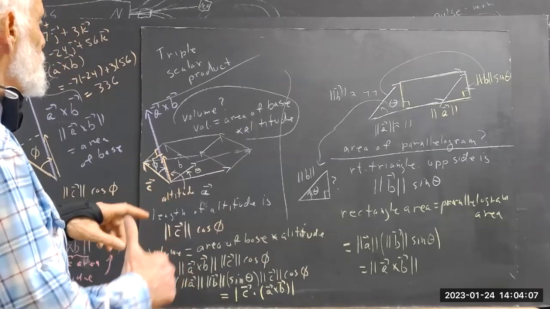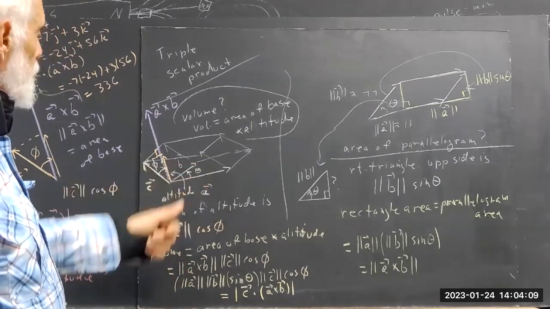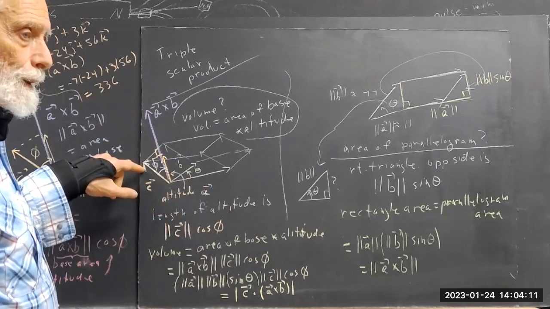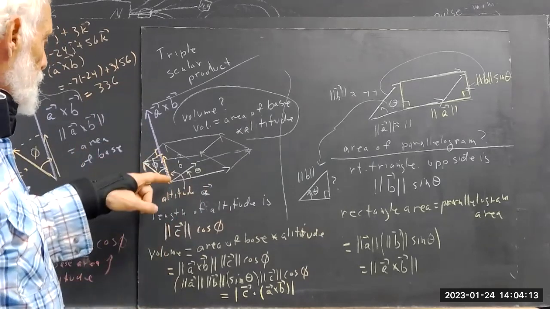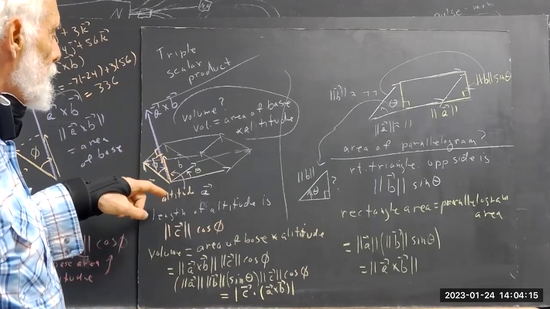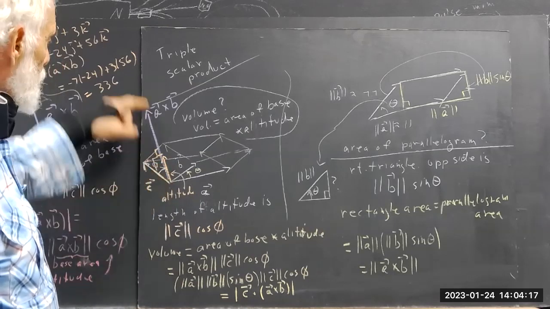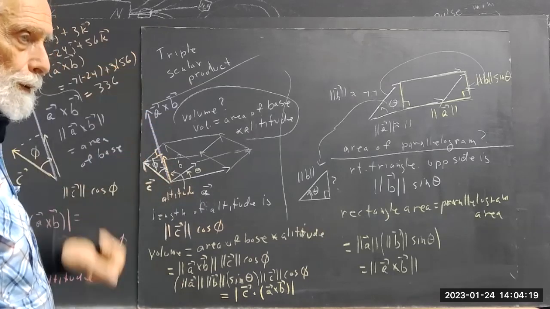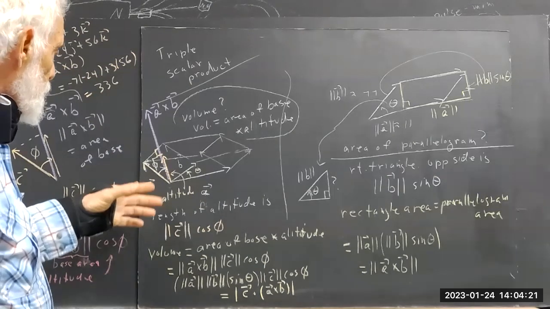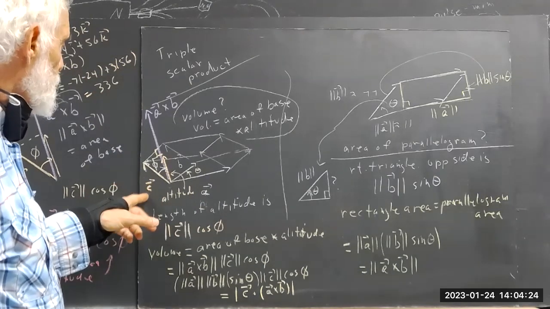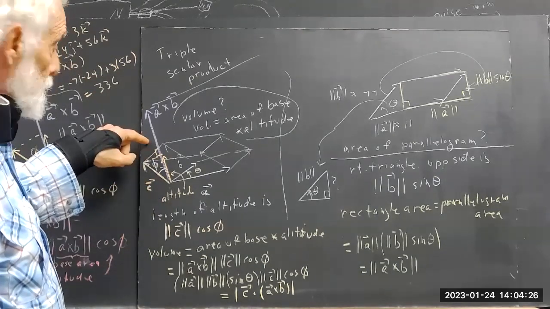The A cross B vector is perpendicular to the base. The altitude has to be perpendicular to the base. How far is it from here up to here, along a vector that's perpendicular to the base? And that's our altitude, and that's the projection of C onto the A cross B vector.